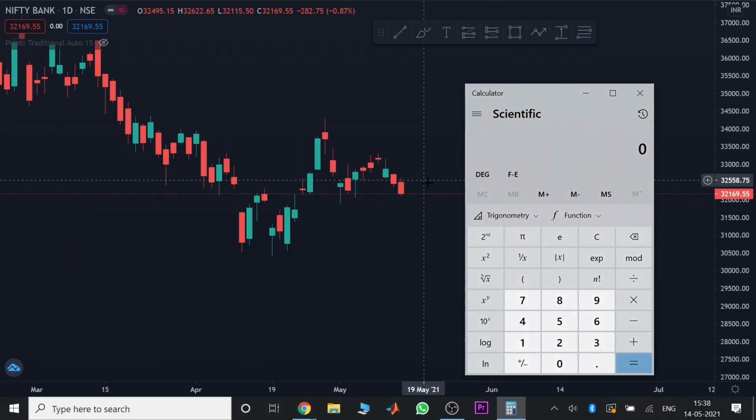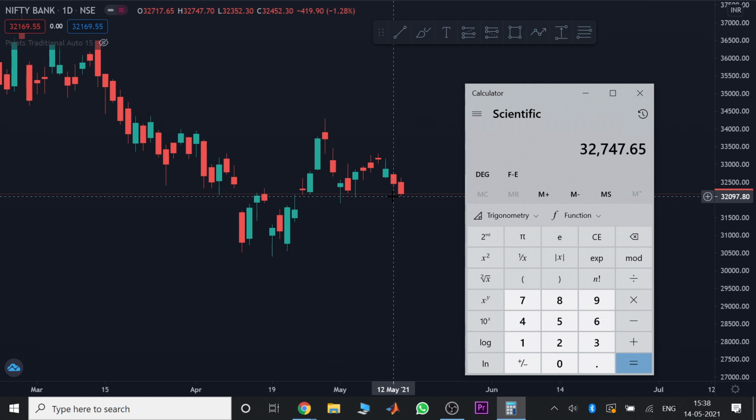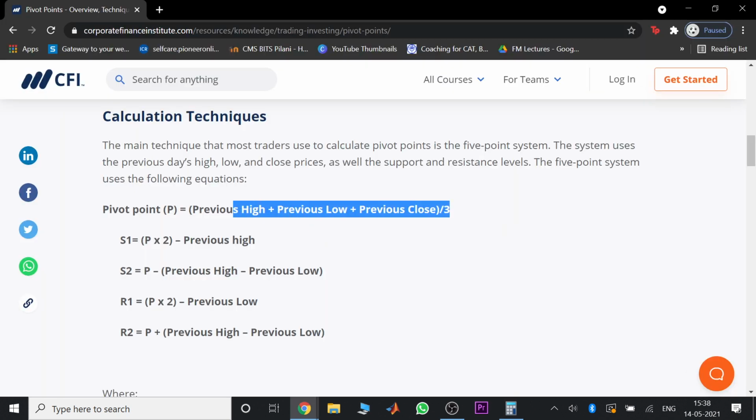So here, let's see, my high price is 32,747.65 plus low is 32,352.30 plus closing is 32,452.3, and divided by 3. So that is 32,517 is my pivot point using this formula right here.